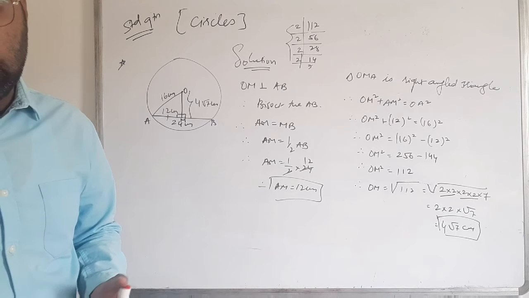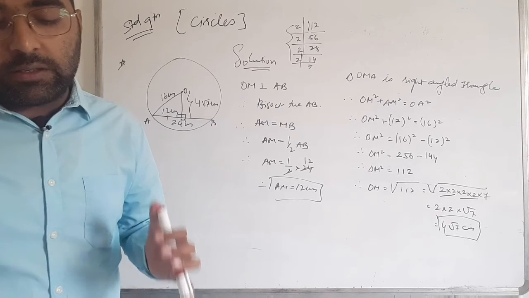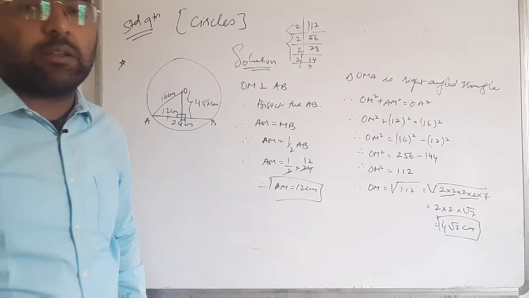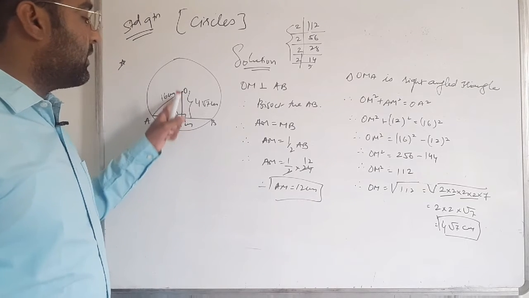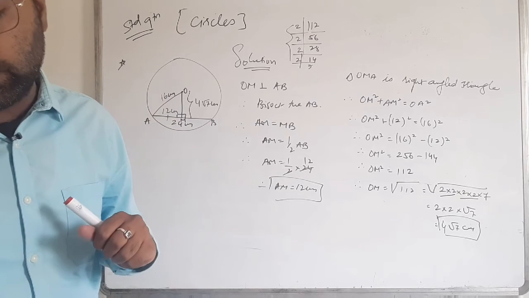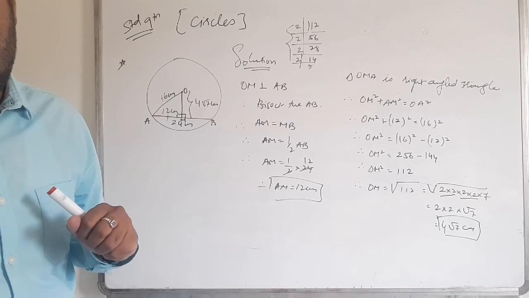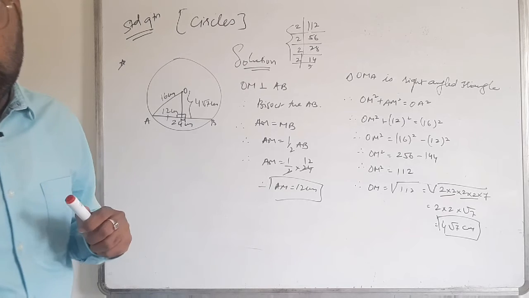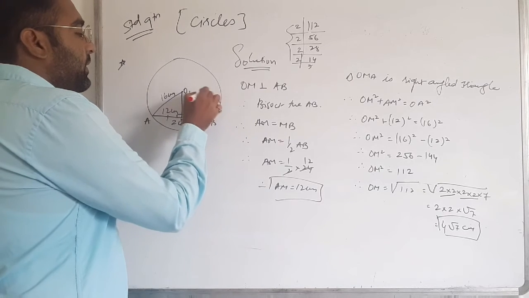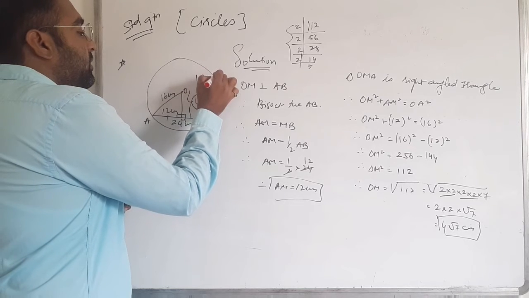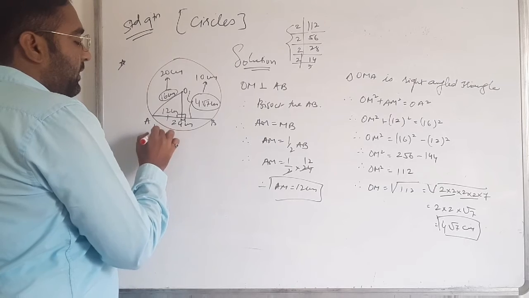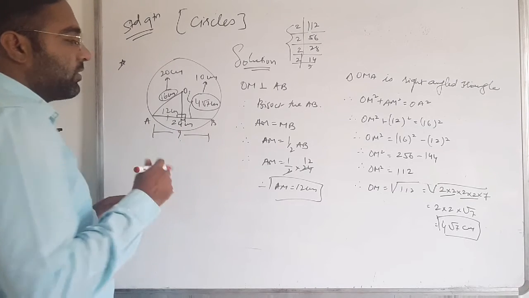Next question is: given that the length of the chord, which is at a distance of 10 centimeter from the center of the circle and having radius 20 centimeter. Distance from the center of the circle is 10 centimeter, and radius is given as 20 centimeter. So we need to find the length of the chord. Here at this place 10 centimeter is given, and at this place 20 centimeter is given. I need to find the length of the chord in the second question.